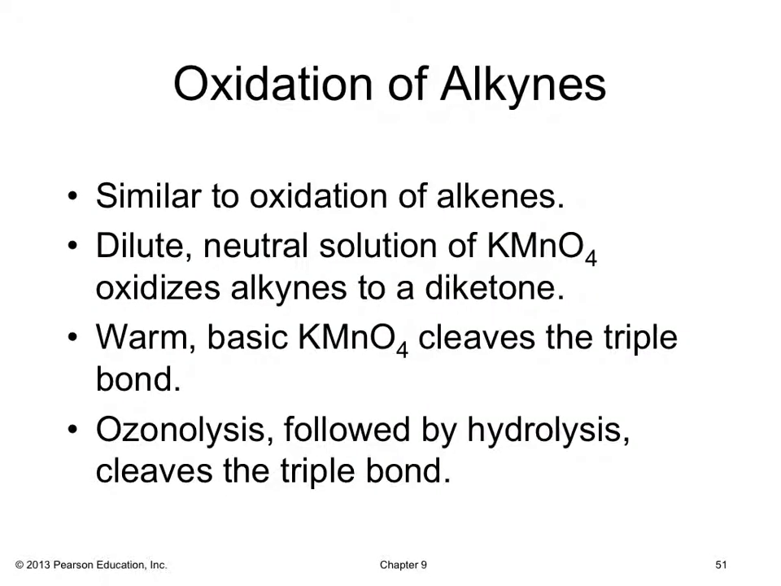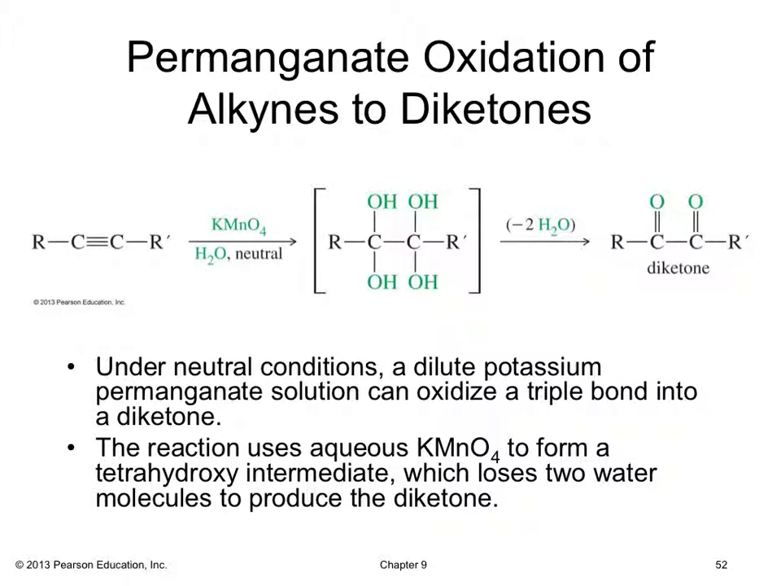Oxidation of alkynes is similar to the oxidation of alkenes as we had seen in the previous chapter. You can use a dilute neutral solution of potassium permanganate. These will oxidize alkynes into diketones. If you use warm basic potassium permanganate, this cleaves triple bonds, and ozonolysis followed by hydrolysis also cleaves the triple bond. So permanganate oxidation, you've seen the mechanism in detail. This is just showing you what happens without looking at the mechanism.